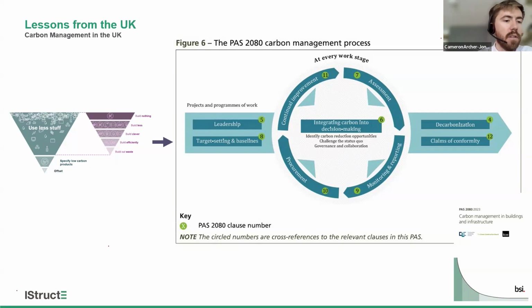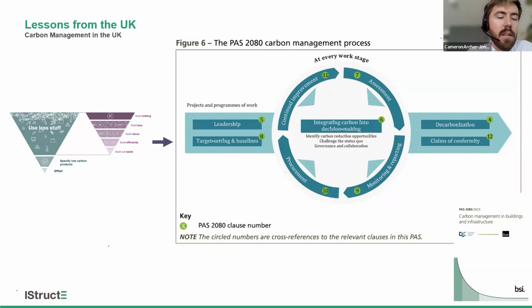So I've taken the use less stuff analogy and created the link into the main carbon management process in PAS 2080, which tries to take that overall philosophy and turn it into something a bit more rigorous, where it can be adopted across multiple different people and multiple different organizations at any stage of a project. I won't talk through this whole flow diagram, but I will come back to it quite a bit in the next few slides. The key to point out is that the end goal here is number 4, decarbonisation.